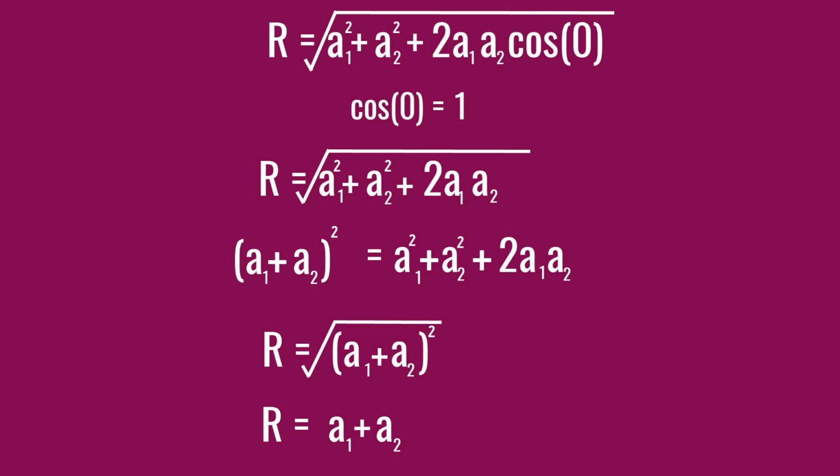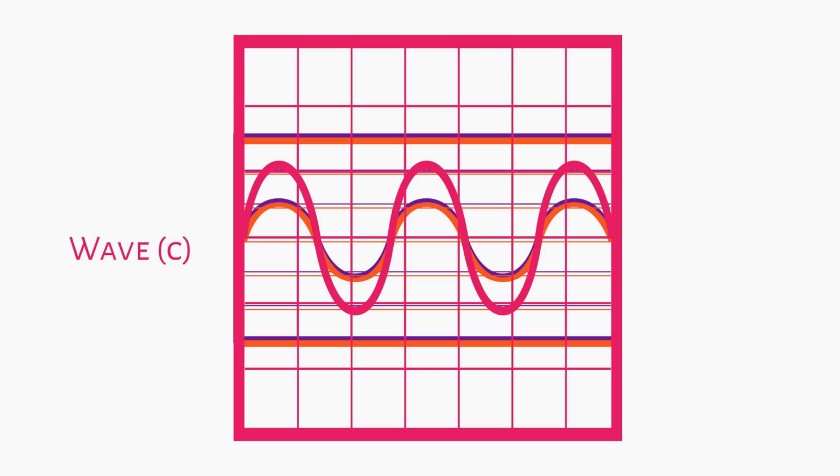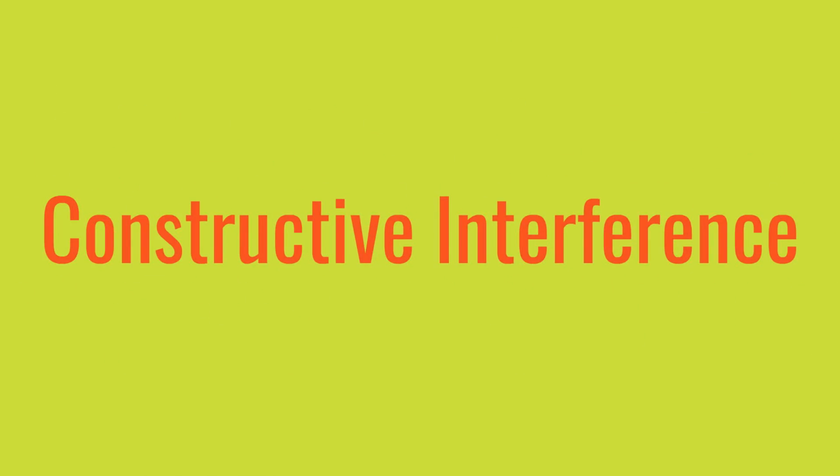A2. According to the formula, the magnitude of the resultant amplitude is larger than the amplitude of the individual waves, and it will look something like this. As you can see, the resultant wave C has larger amplitude compared to its individual waves. This is called constructive interference.